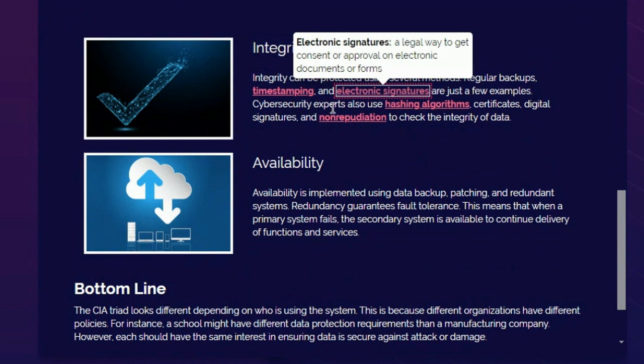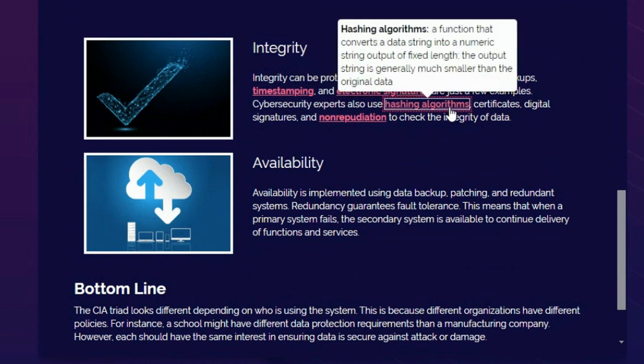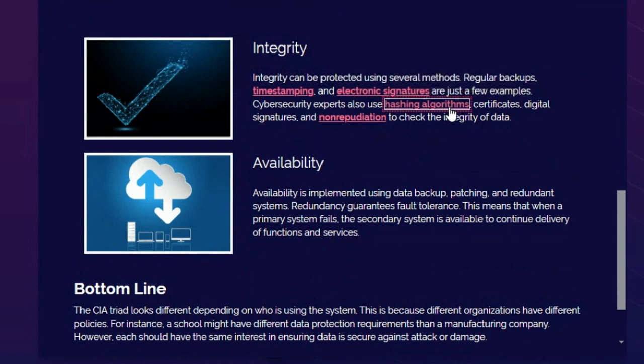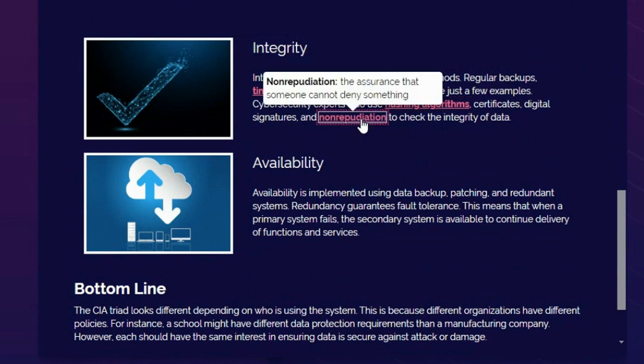Cybersecurity experts also use hashing algorithms. That's a function that converts a data string into a numeric string of fixed length. The output string is generally much smaller than the original data. Hashing algorithms, certificates, digital signatures, and non-repudiation are used to check the integrity. Non-repudiation is the assurance that someone cannot deny something.